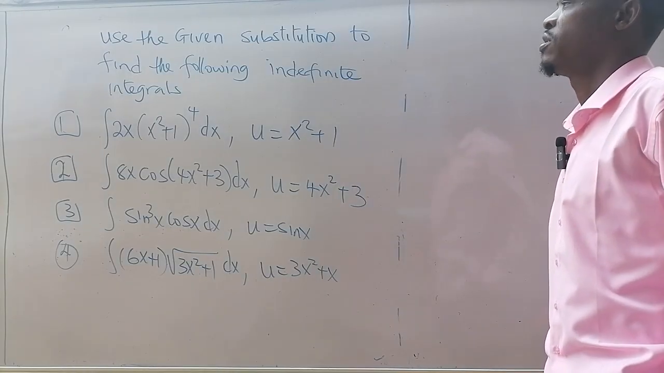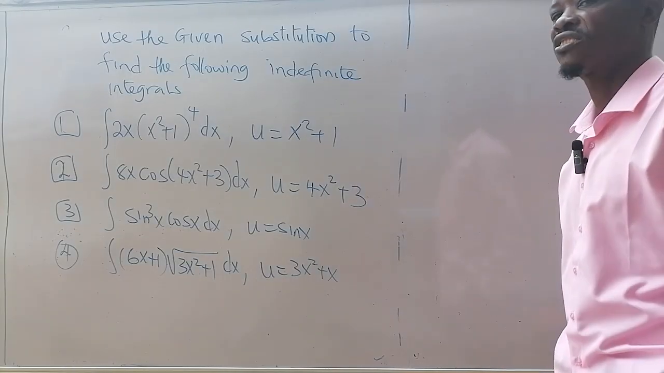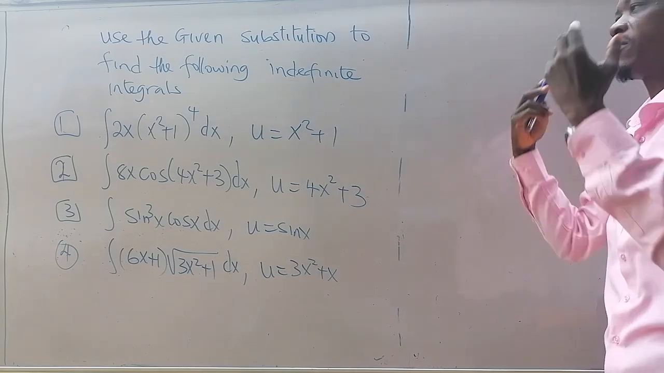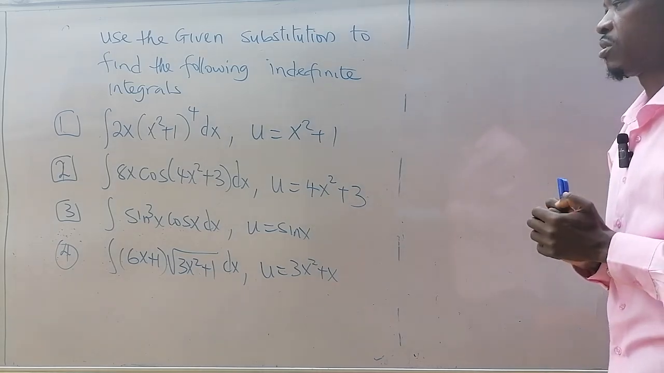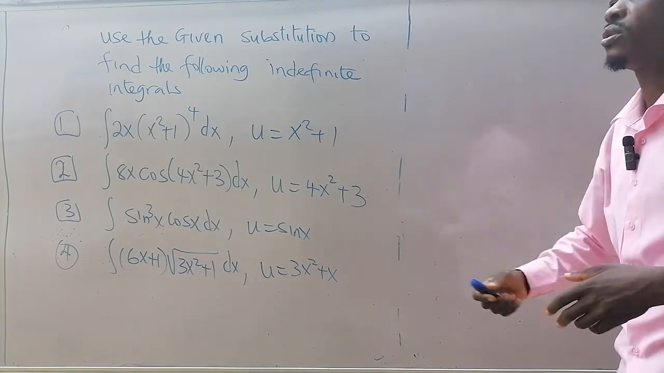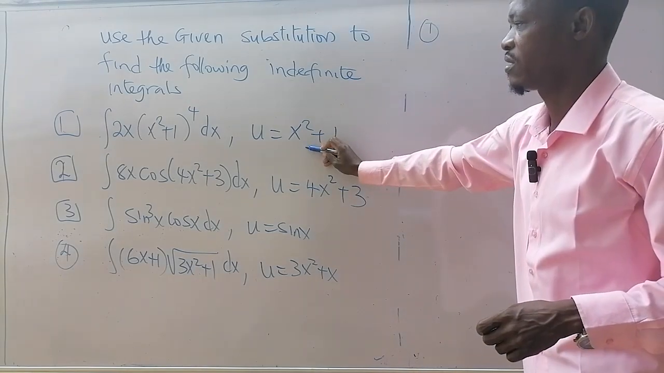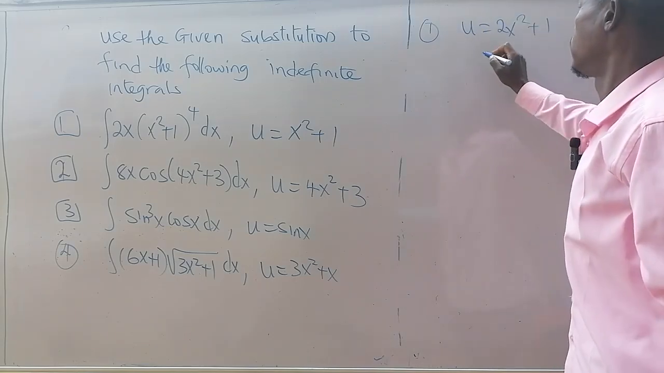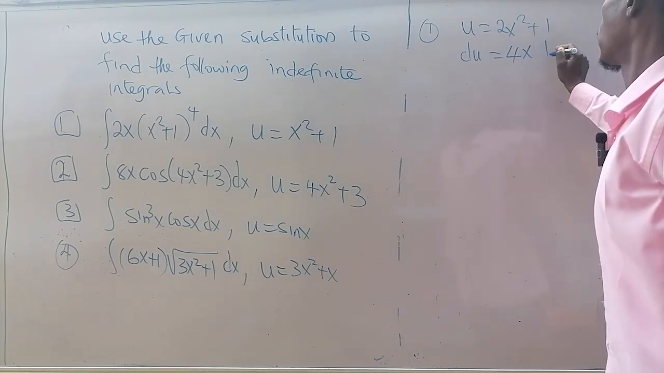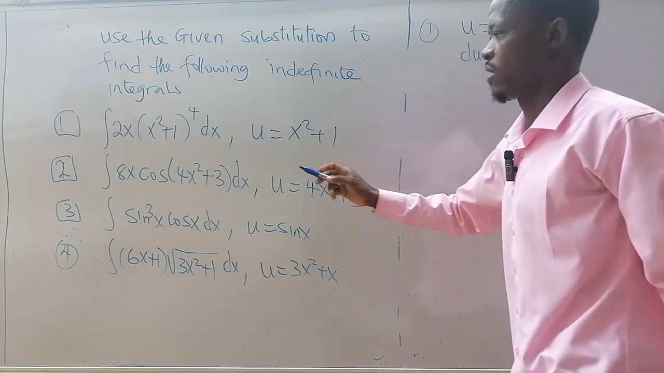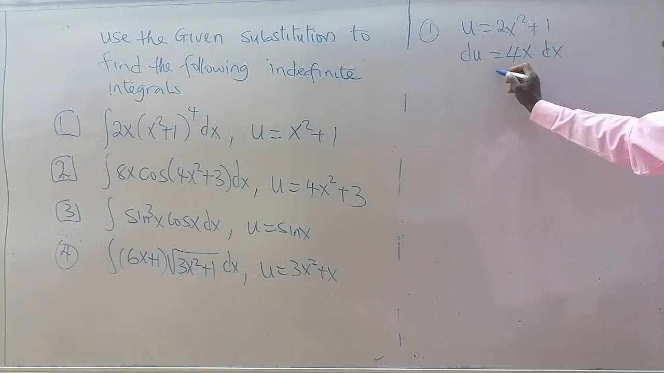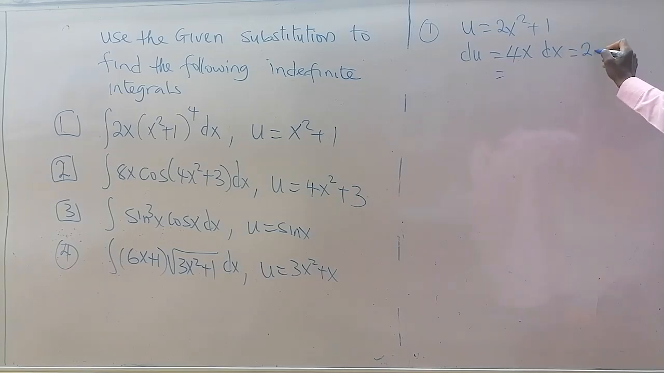We have the following question. Use the given substitutions to find the following indefinite integrals. Okay, we've been told what to use. For the first one, use u as this. That means if u is this, then du over dx is, according to the question, 2x dx. So I'm going to split this into 2, and that will be equal to 2 times 2x dx.